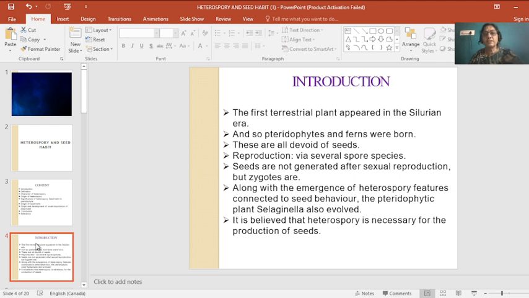The first terrestrial plants appeared in the Silurian era, and so pteridophytes and ferns were born. They are devoid of seeds. Reproduction is via several spore species. Seeds are not generated after sexual reproduction, but zygotes are. Along with the emergence of heterospory, features connected with seed behavior, the pteridophytic plant Selaginella evolved. It is believed that heterospory is necessary for the production of seeds.